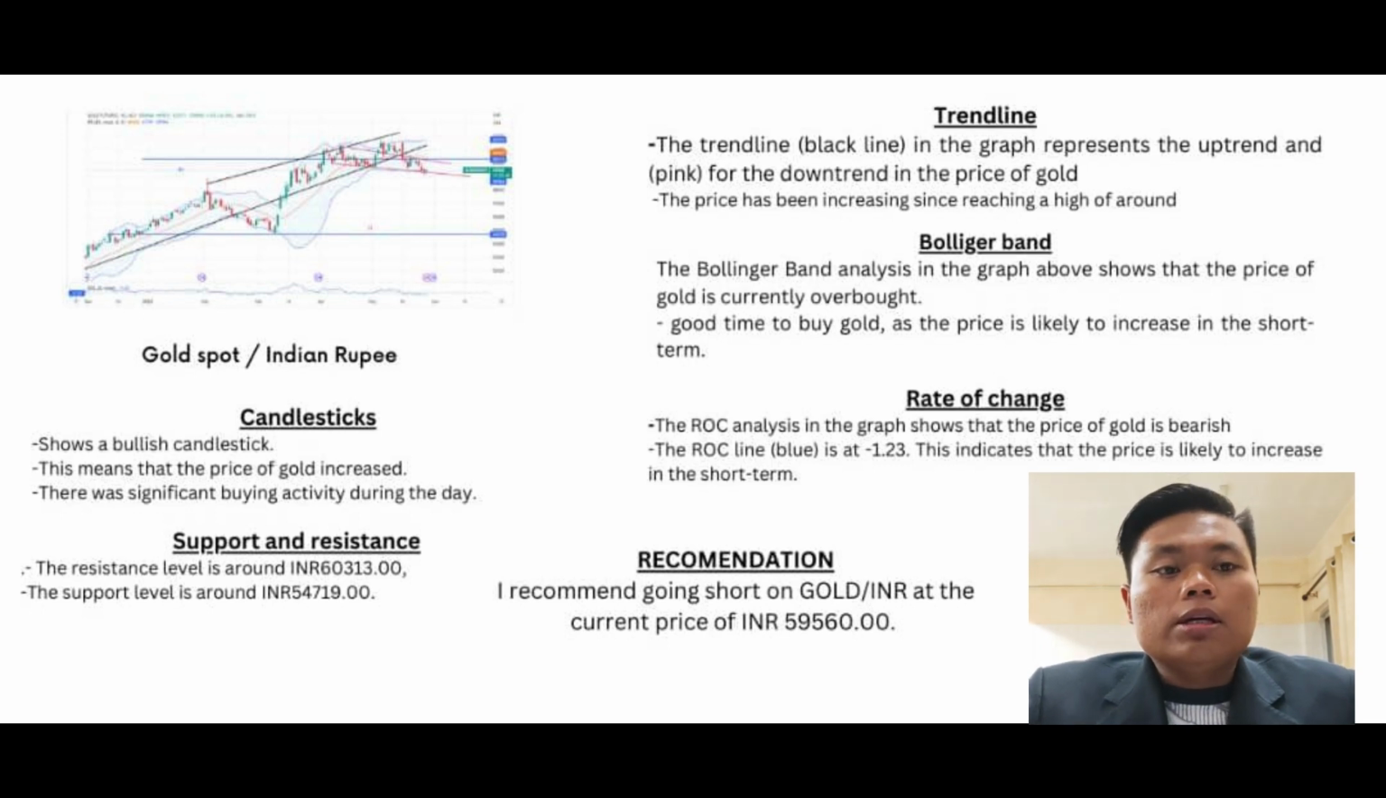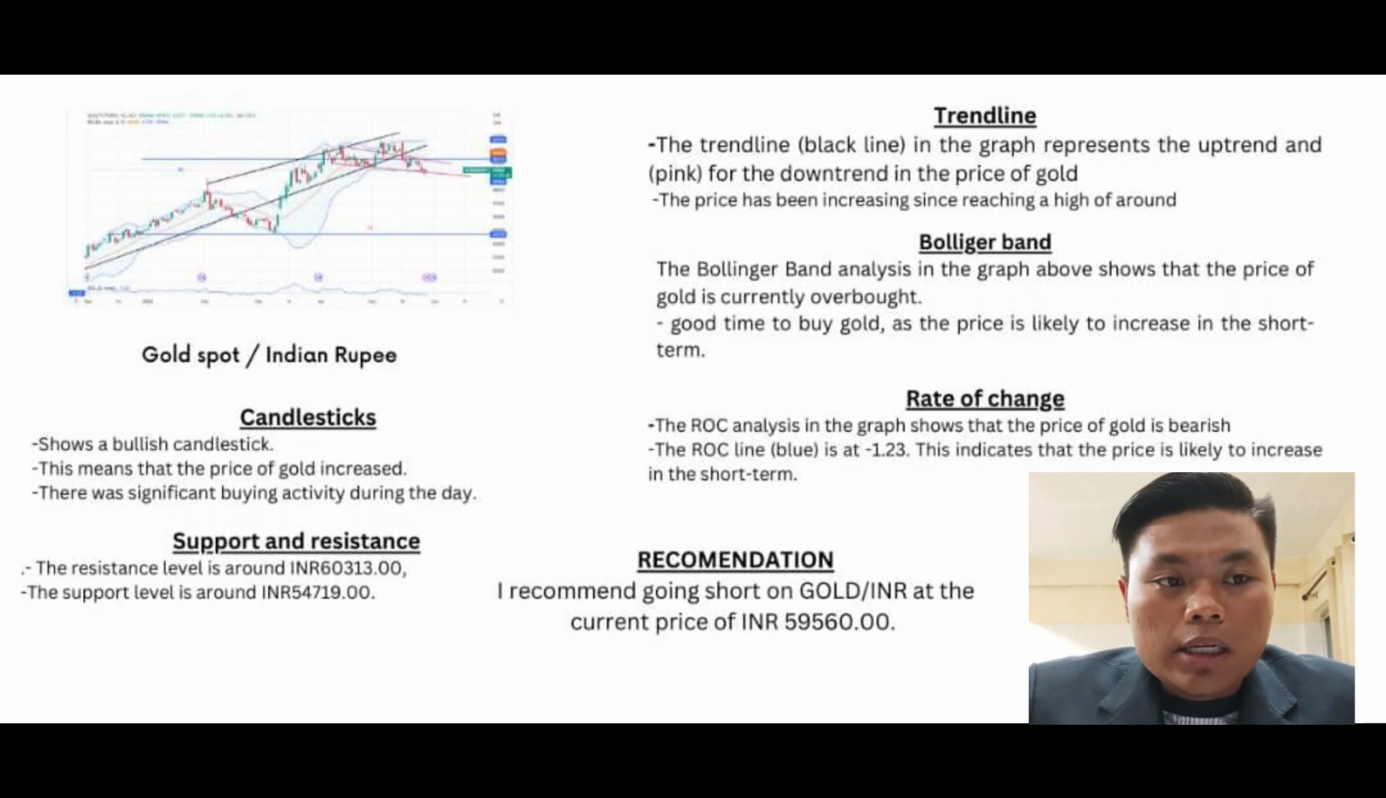For the fourth one is the Bollinger Band. The Bollinger Band analysis in the graph shows the price of gold is currently overbought. This is because the price is currently trending above the Bollinger Band, the orange line, which indicates that it's overvalued at the moment. It could be a good time to buy gold, as the price is likely to increase in the short term.